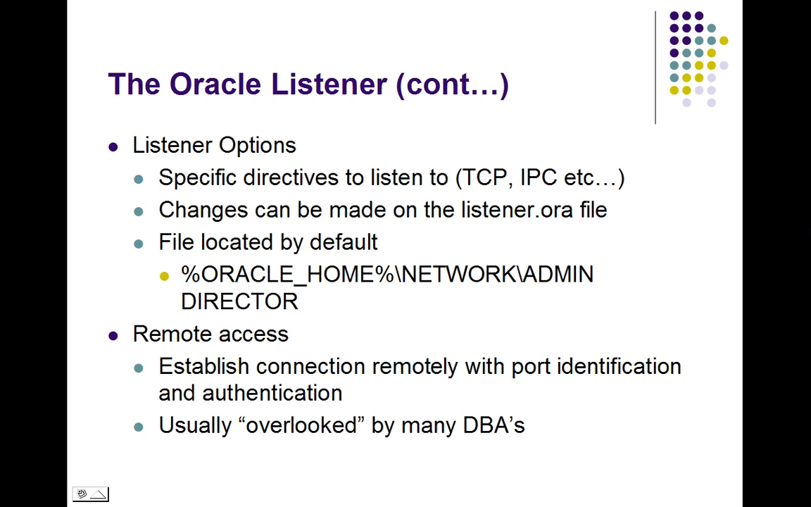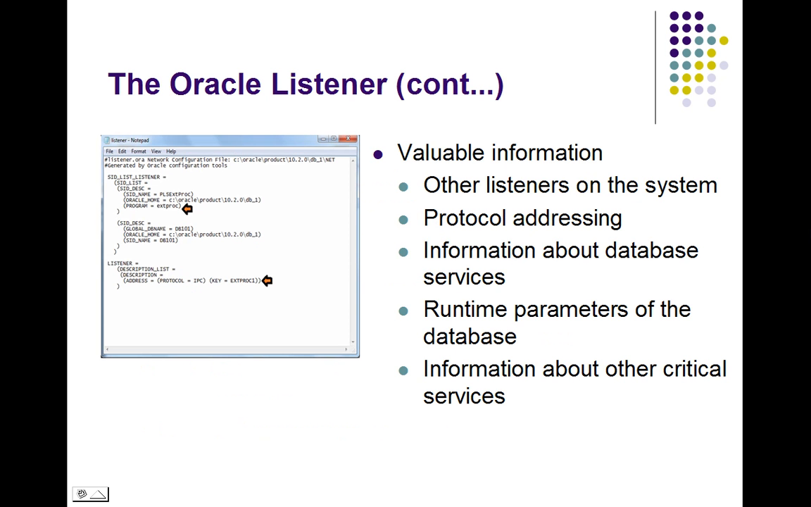Some of the options that you can configure for the listener are specifically found in the listener.ora file. It's located by default on the Oracle home drive and can be accessed by navigating to that specific path. Specific directives to listen to ports can be defined here, such as TCP or IPC. Remote access to the Oracle listener is possible by establishing a connection with a port identification number and authenticating to the server. Usually it's overlooked by a lot of DBAs and can be a problem to the security of the site or the actual database.